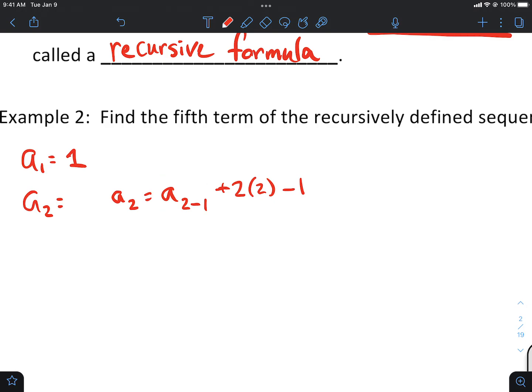This part right here, go ahead and underline that. That is a sub 1, and we already know a sub 1 is actually 1. So this is going to come out to 1, and then plus 2 times 2, and then minus 1, and then we'll simplify that down after that. 2 times 2 is 4, 1 plus 4 is 5, and then 5 minus 1 should come down to 4.